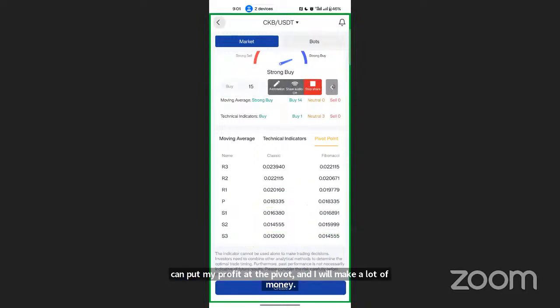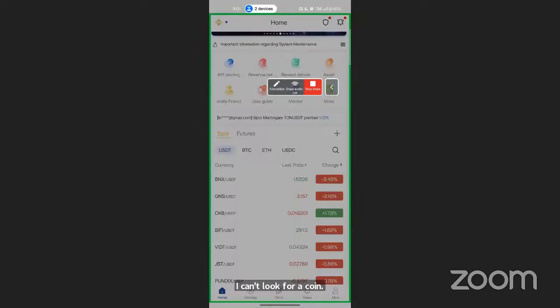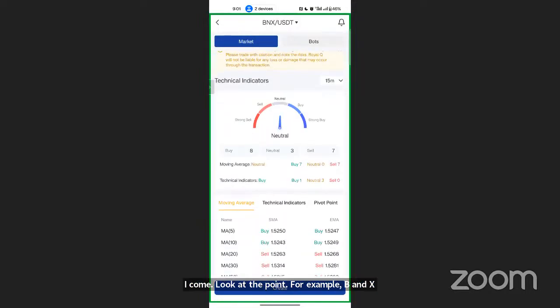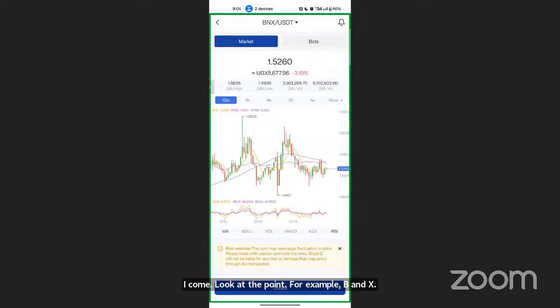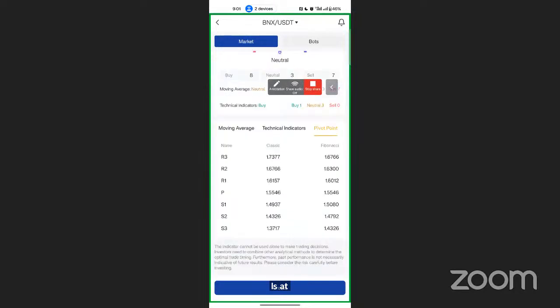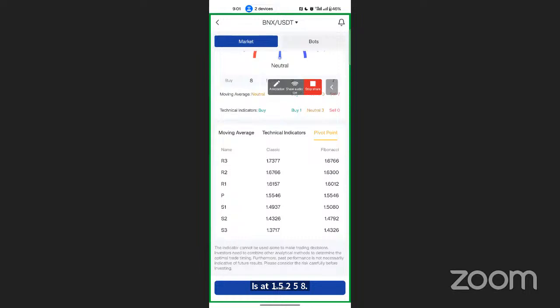I come look for a coin, for example, BNX. I look at the coin, BNX, 15 minutes, I tap on pivot. The current price of BNX is 1.5258. Then I look down, where is it? 1.5. So it is above support, but it has not yet reached pivot.